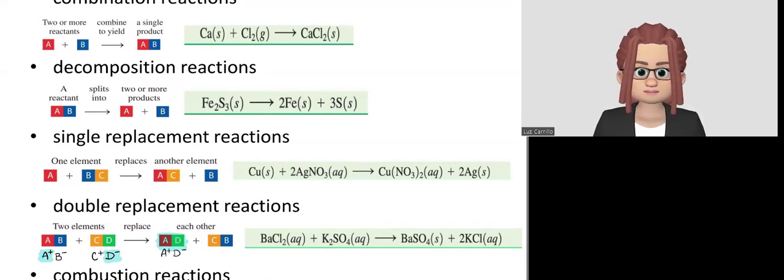Next, the cation of the second ionic compound combines with the anion of the first. And that's why we see a brand new ionic compound formed by C and B.